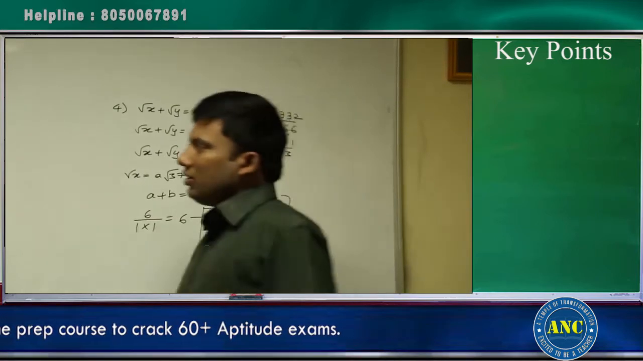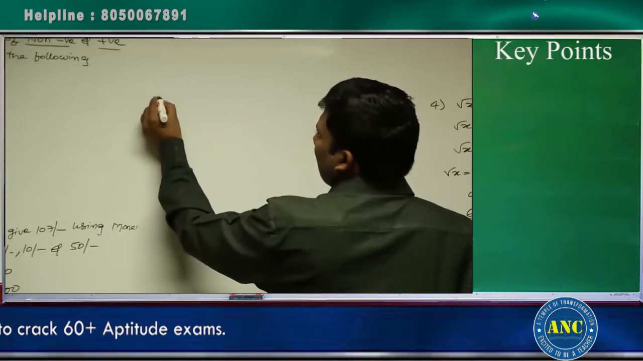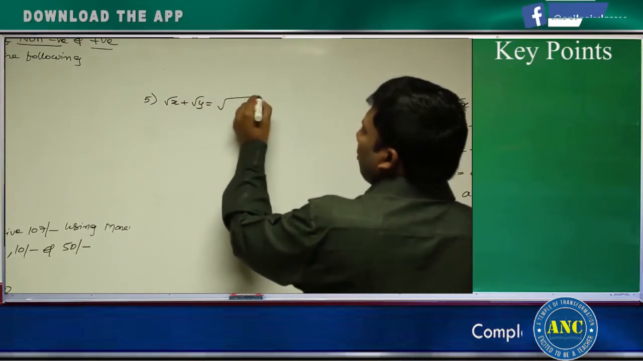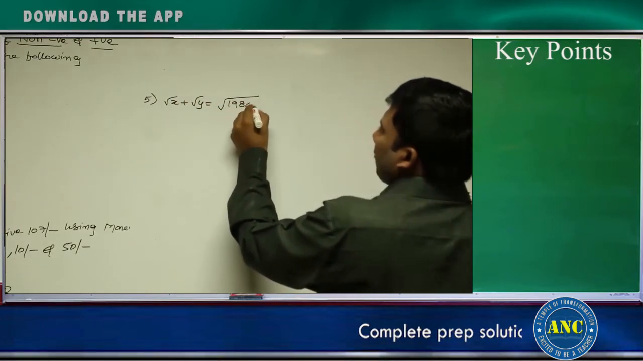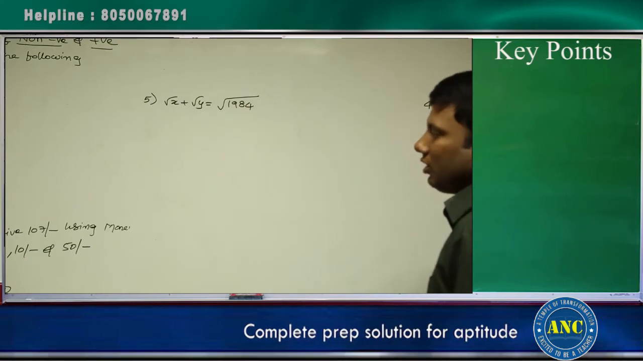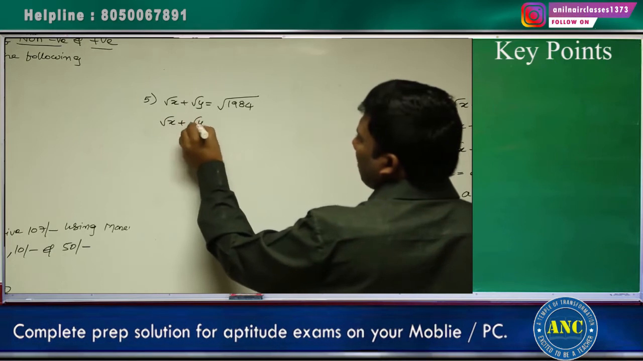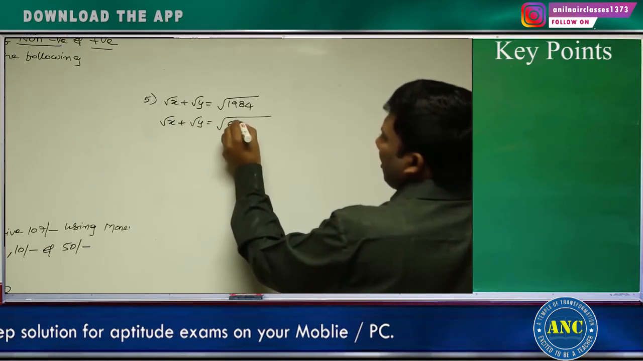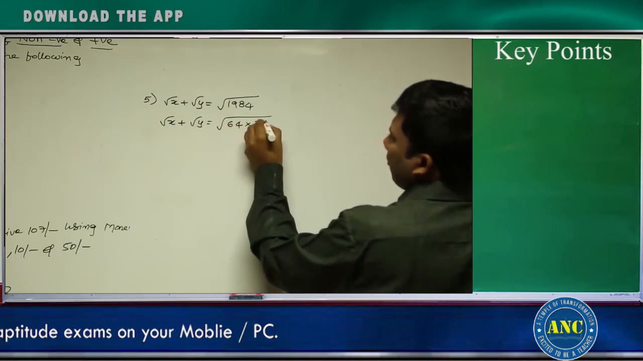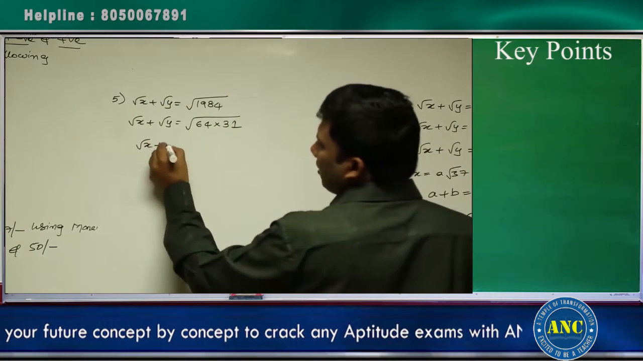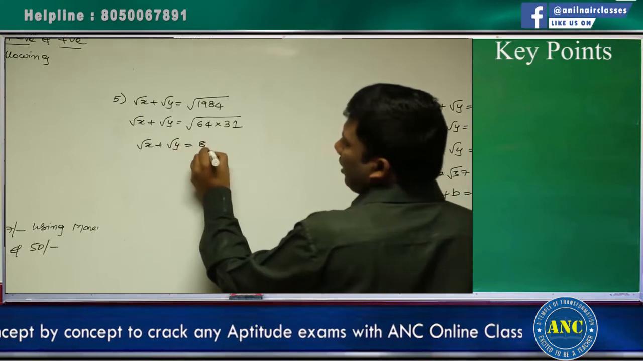Similarly, let us solve the fifth one. Root x plus root y equivalent to root of 1984. If I factorize the number, I will get 64 into 31. So this will be root x plus root y equivalent to 8 root 31.